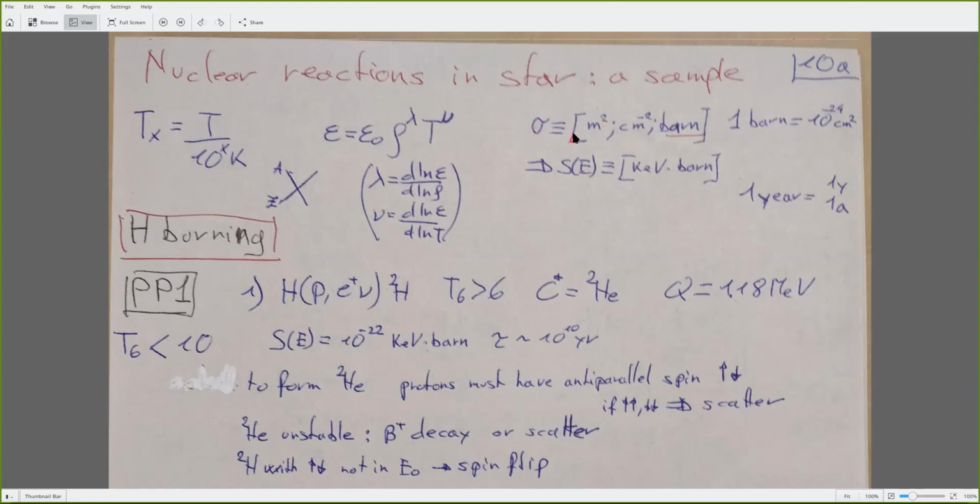Then just remember that the cross-section is an area, and it is usually calculated in barn. The barn is 10 to the minus 24 centimeters squared. And as we saw, the cross-section is usually approximated as a function, not really well depending on energy, then divided by energy, times the exponential of the term that we know.